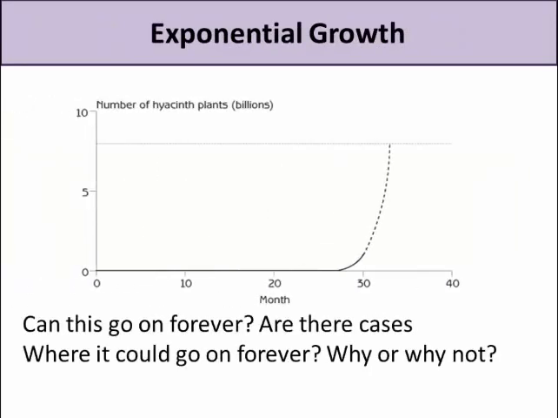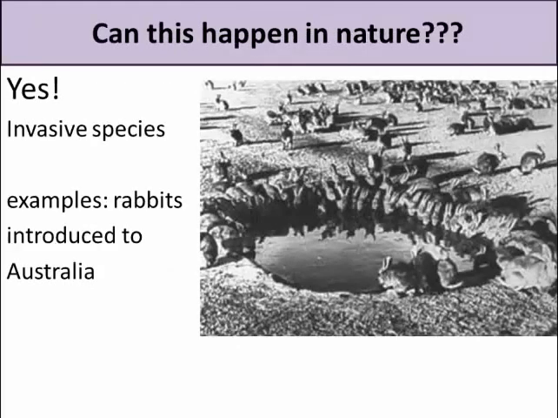So let's look at cases, or one case where this could go on. So these are water hyacinth plants, and it does follow an exponential growth curve. But let's go through it a little more slowly. First, we're going to look at invasive species. Invasive species like these rabbits introduced to Australia grow exponentially. So invasive species are the classic species that experience population growth. We're going to talk more about these rabbits when we talk about parasitism.